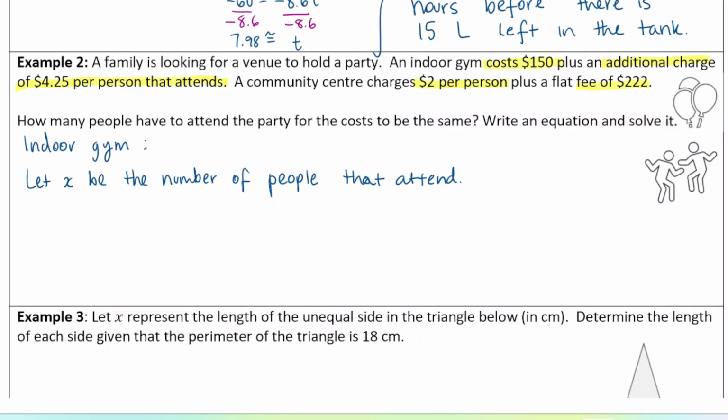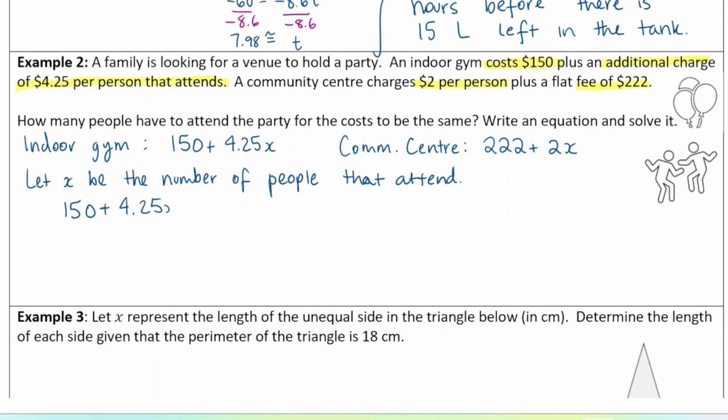So for the indoor gym, the cost is going to be $150 plus $425 times however many people attend. And for the community center, it's going to be $222 plus $2 times x. And we want these two costs to be equal. So I'm going to set those two expressions equal to each other. So we only have one variable here. 150 plus 225x equals 222 plus 2x. And I'm going to solve for x.